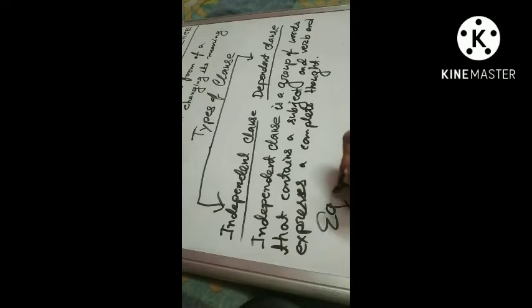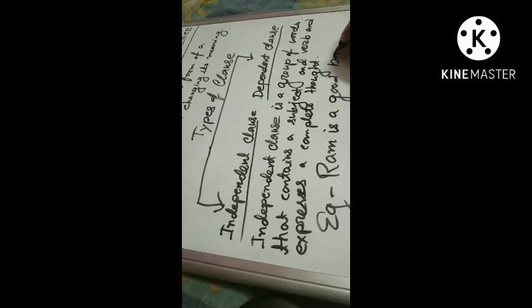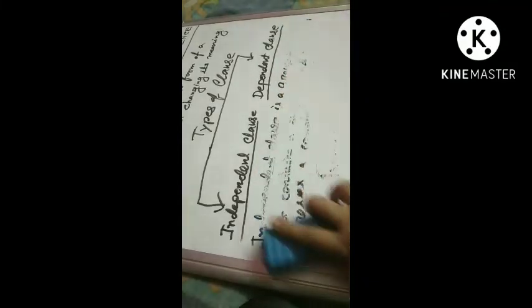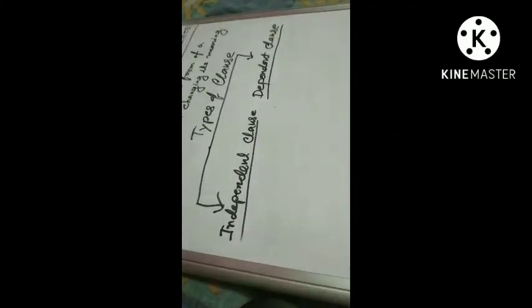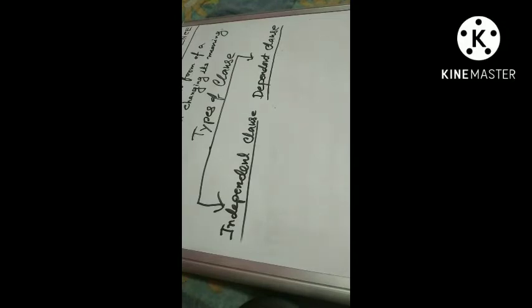Suppose we can take an easy example. Ram is a good boy. It is an independent clause. Here Ram is the subject, is is the verb. So it expresses a complete thought. It is an independent clause because it expresses a complete thought. We understand in this line that Ram is a good boy. That is an independent clause where a subject will be there, a verb, and it expresses a complete thought.